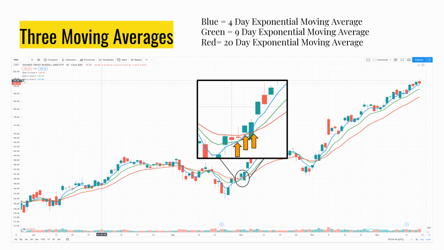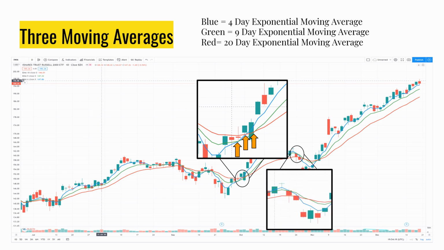Let's now zoom into this area. Here we see the 4-day moving average move below the 9-day moving average. It then went below the 20-day moving average. At this point, this will be our sell signal. The sell signal was confirmed when the 9-day moving average went below the 20-day moving average.